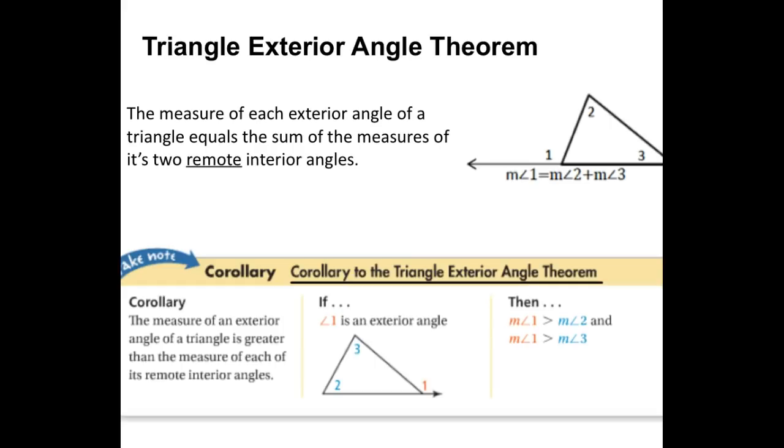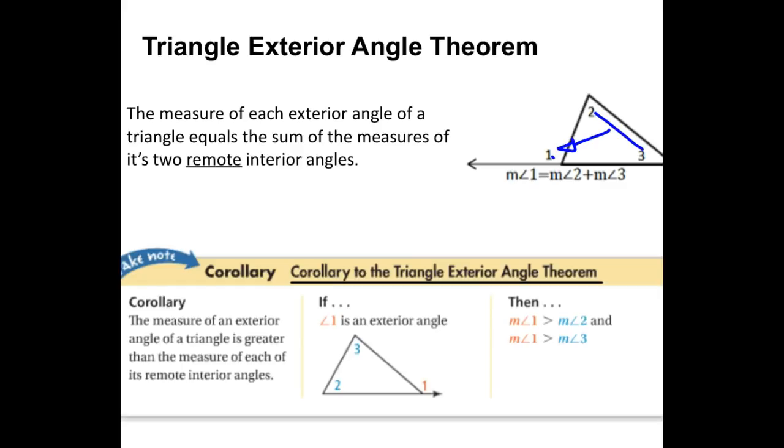We talked about this before. These two angles, 2 and 3, are remote interior to 1 because they're inside the triangle and they're not adjacent. So they add up to make 1. The reason why, which we proved a long time ago, has to do with some 180 relationships in a triangle and in a straight line.